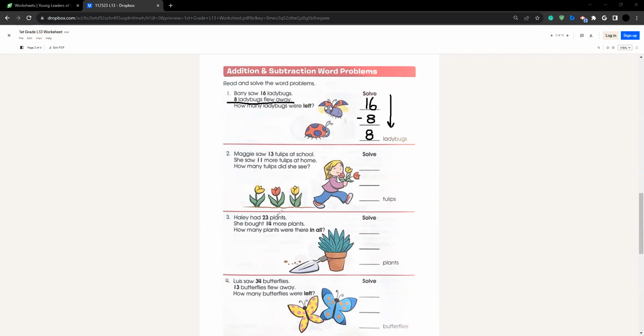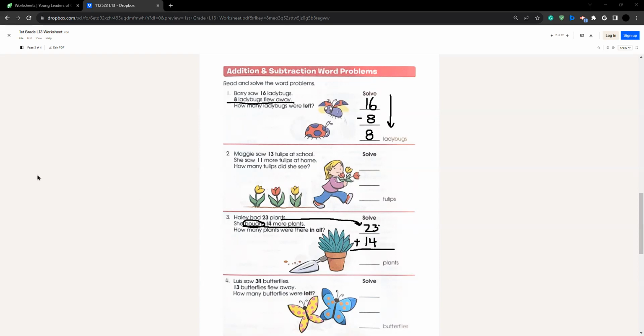All right, number 3. Haley has 23 plants. So again, we need to put the total up here. And then she bought 14 more plants. When you buy things, you add them, right? So 23 plus 14. Let's solve for the ones first.